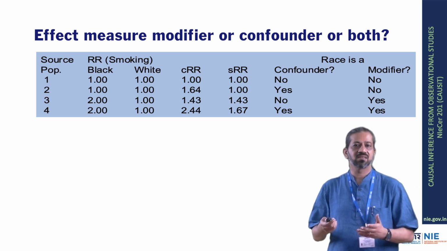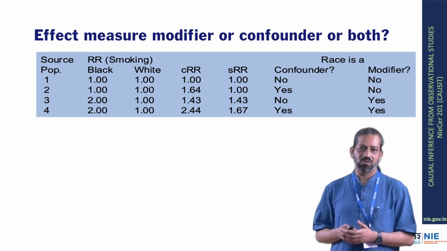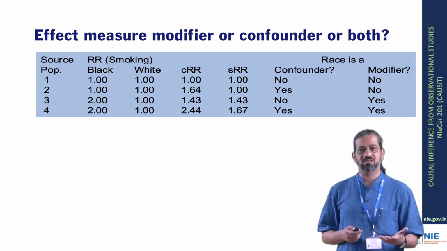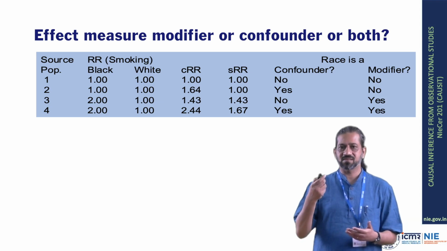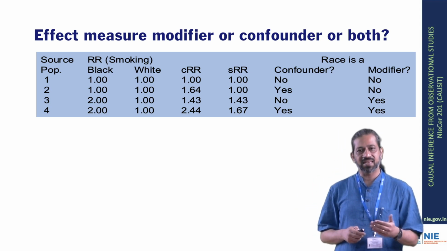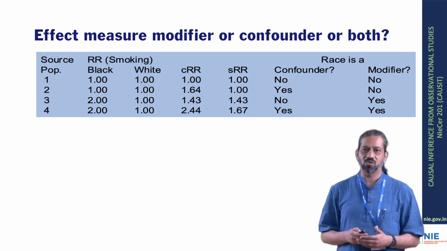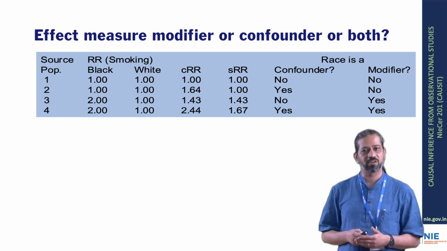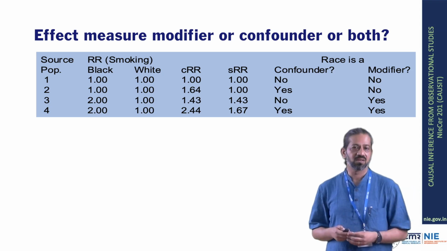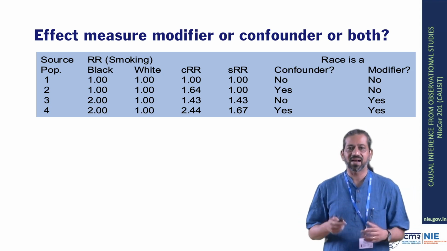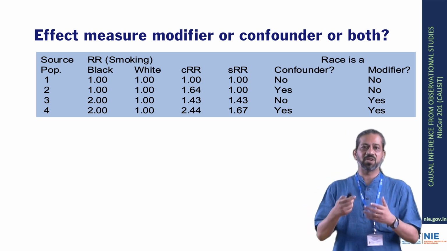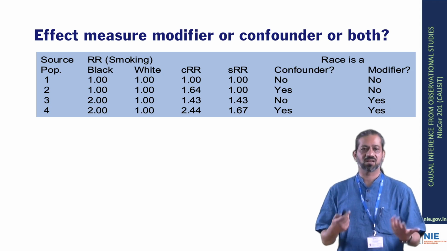If we calculate the crude risk ratio for each of these source populations, in the first source population, the crude risk ratio would be 1, right? That is 16 divided by 16. In the second population, the crude risk ratio is 1.64, that is 22 divided by 13.4. In the third, it's 1.43. And in the fourth it is 2.44. So as such, it seems that smoking is a risk factor for cervical cancer in populations 2, 3, and 4, but not in 1.